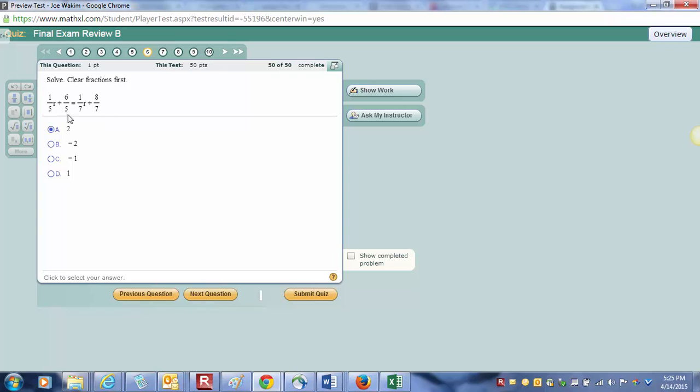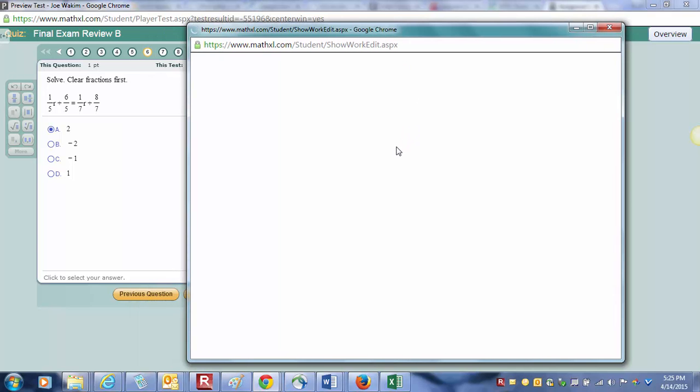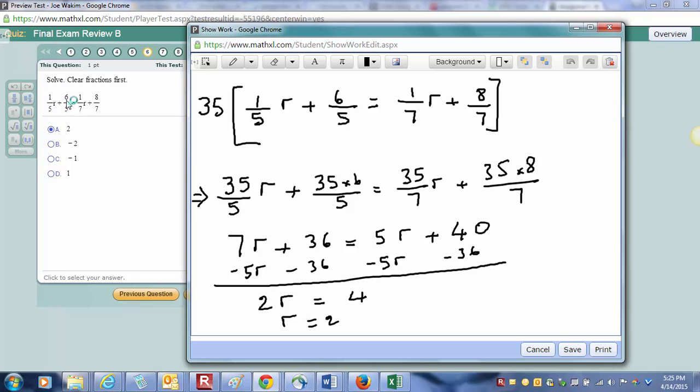We do the same thing here. The lowest common denominator is 35. So I multiply everything by 35. And if you multiply by 35 the first term, you get 35 over 5, and that would give you 7r. If you multiply the second one by 35, you're going to get 35 over 5 is a 7, and 7 times 6, 42. So here is the shown work.